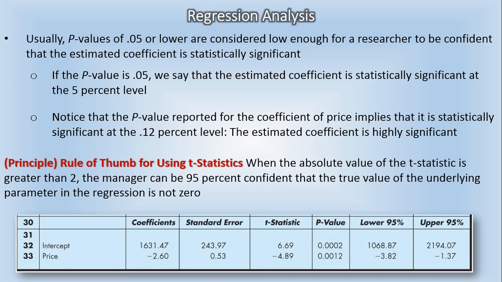So that brings us to this rule of thumb for using t-statistics. When the absolute value of the t-statistic is greater than 2, the manager can be 95% confident that the true value of the underlying parameter in the regression is not 0. So I would need you to understand what a t-statistic is, the ratio of the parameter estimate to the standard error, and then I would also need you to know the rule of thumb for it: if it is greater than 2, then we can essentially say that the estimate is statistically significant.